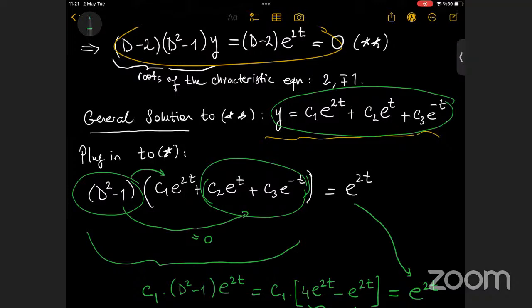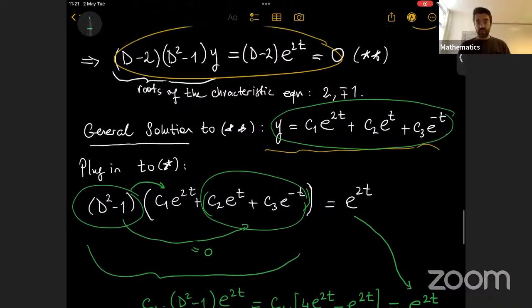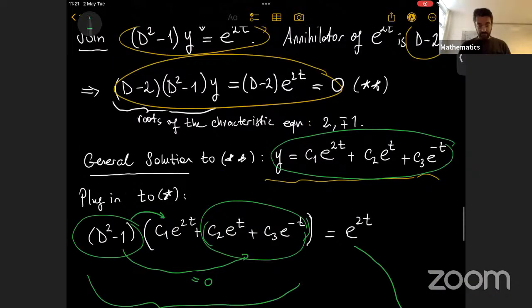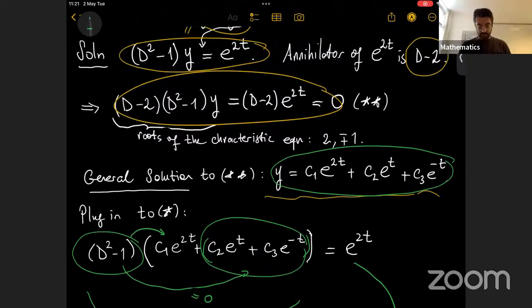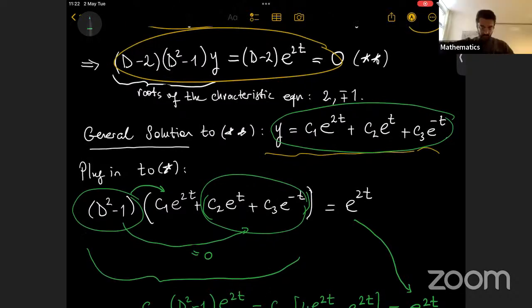Yes, can I ask a question? Sure. When we multiplied d square minus 1 with C2 and C3, there was 0. I didn't understand why there is a 0. Because this part here, the C2 and C3 part, is the solution of the homogeneous equation. The homogeneous equation is basically d square minus 1, y is equal to 0, right? So this here, e to the t and e to the minus t.